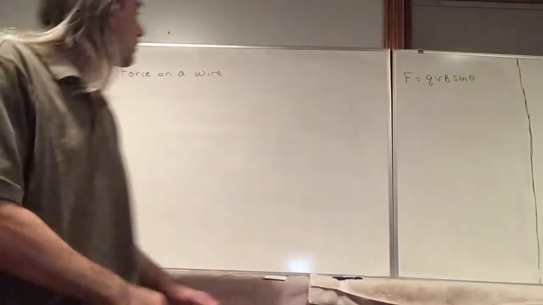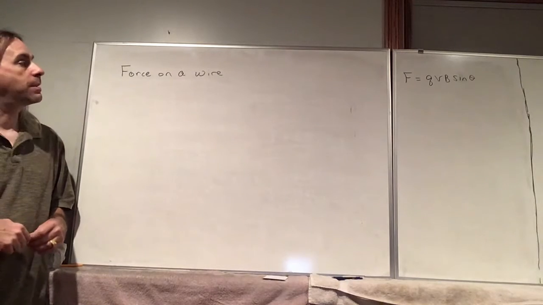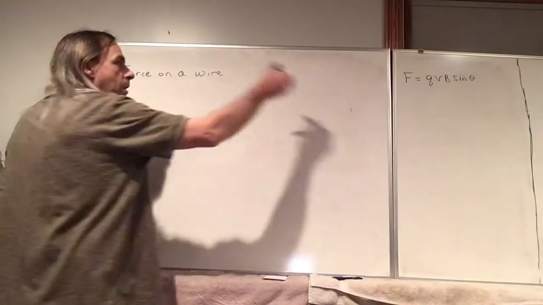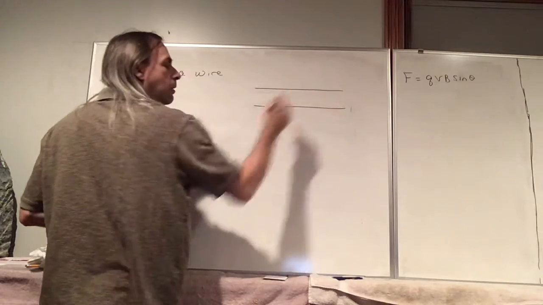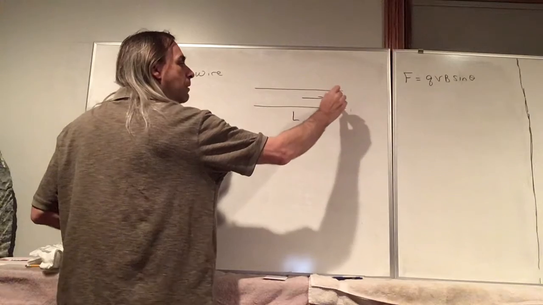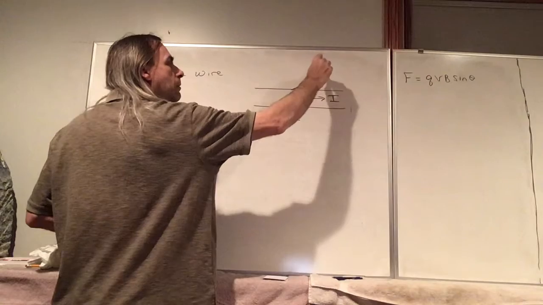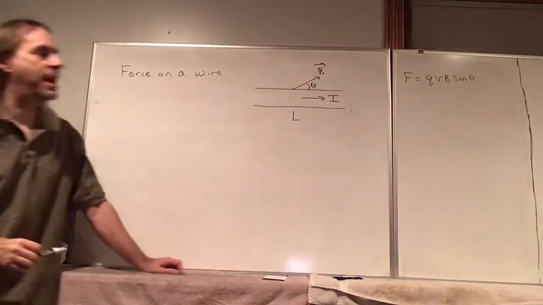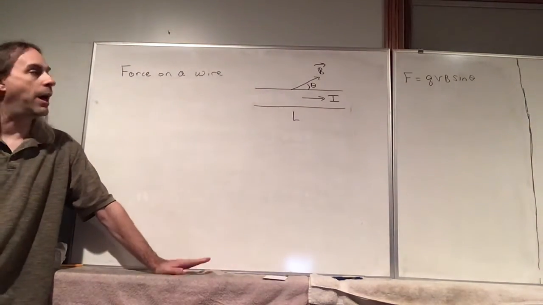Okay, class. So we're going to talk about the magnetic force on a wire that is carrying a current. So let's say we have a wire here that has a length L, and it carries a current I. And let's say there's a magnetic field here in the presence of this wire that makes an angle theta with respect to the wire. So right now we're considering just a straight wire, simplest case.